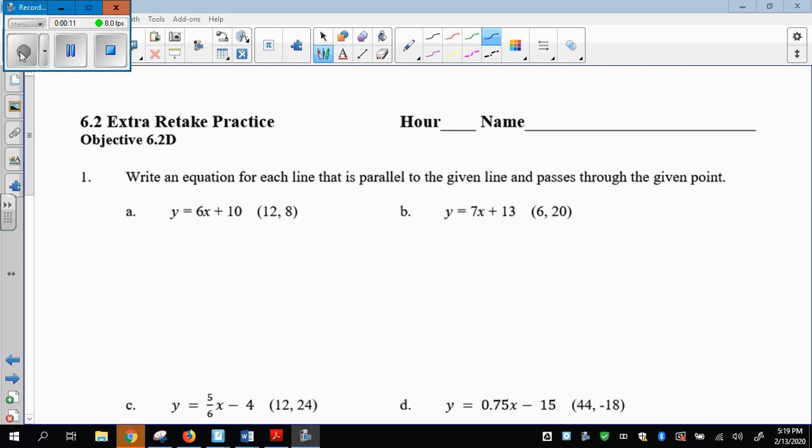That's the objective where we learn how to write equations of lines that are either parallel or perpendicular to given equations. So we're going to start by writing equations for lines that are parallel. For parallel lines, we need the same slope.